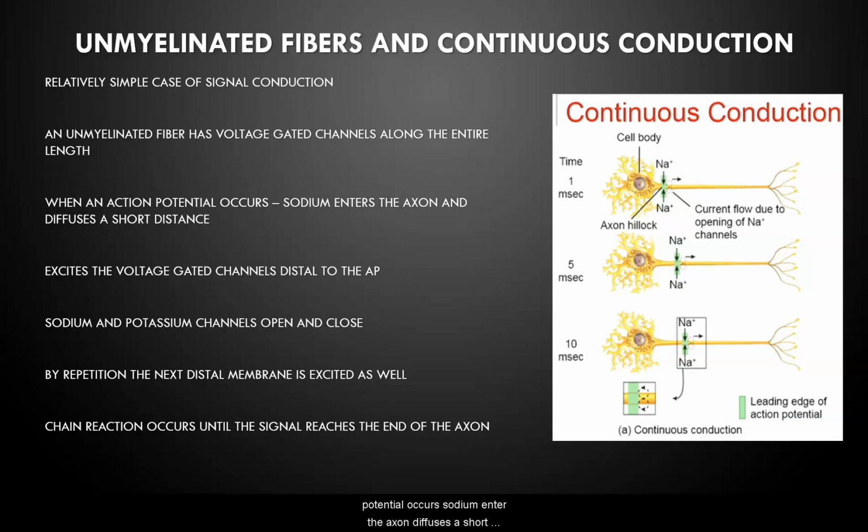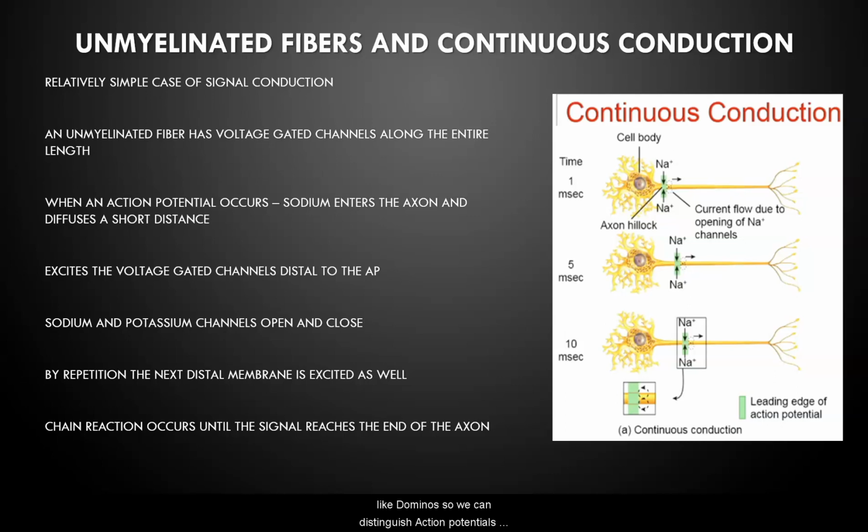So when an action potential occurs, sodium enters the axon, diffuses a short distance. This excites the voltage-gated channels that are distal to the action potential. Sodium and potassium channels open and close, and by repetition, the next distal membrane gets excited as well. And this is a chain reaction that occurs until the signal reaches the end of the axon. Now, remember, what is happening here is that action potentials are occurring one right after the other, kind of like dominoes.